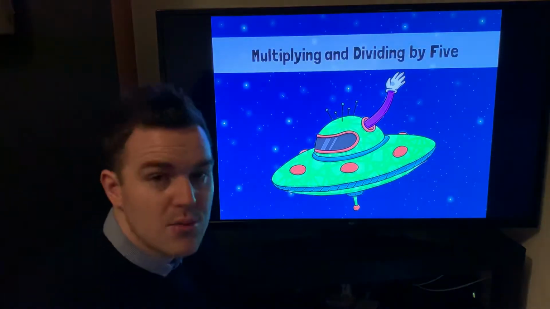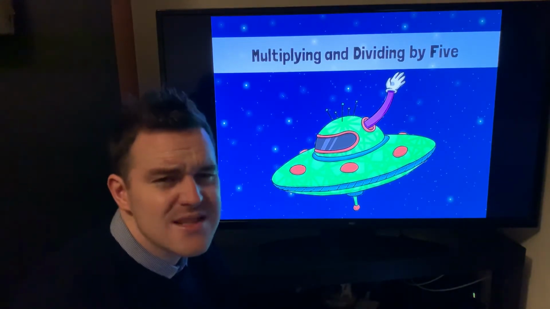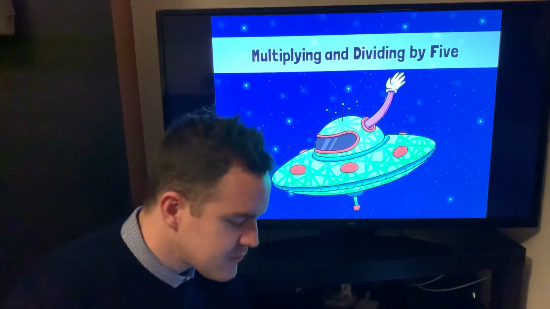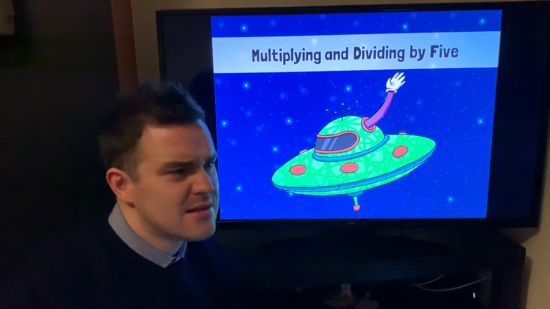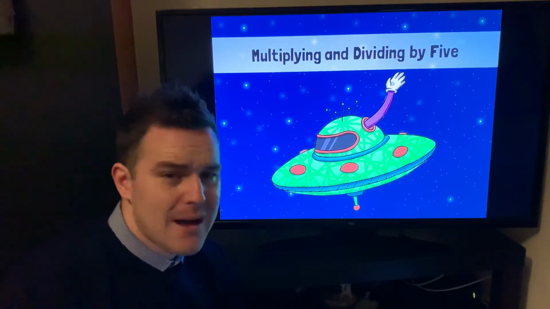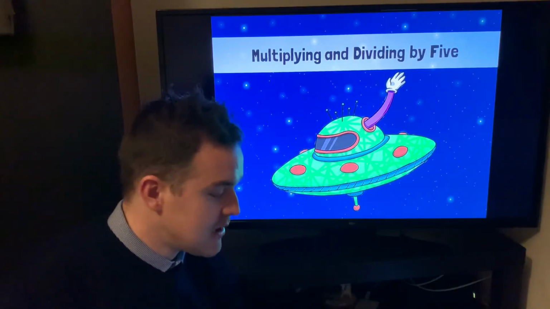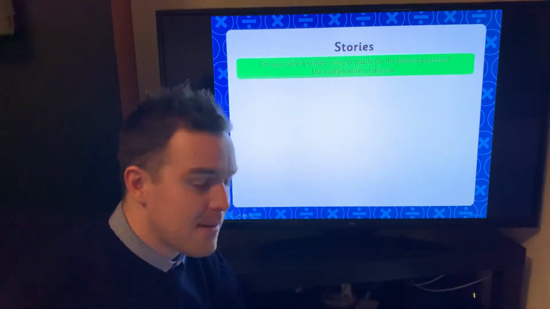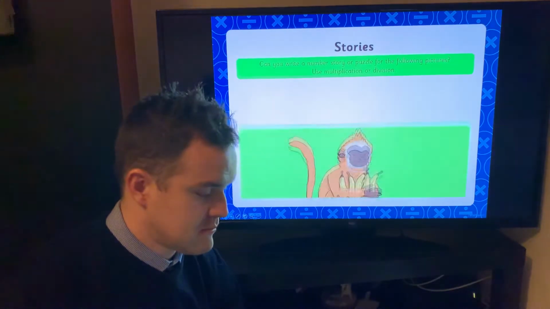Okay, so back to our multiplying and dividing, which we're focusing on. I think we've got one more week of this, and then we're going to learn about fractions. Then we've got lots of other things to learn about after that. Money, shapes, patterns. The list goes on. The list is endless.